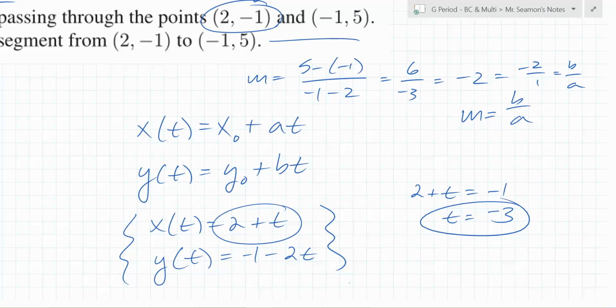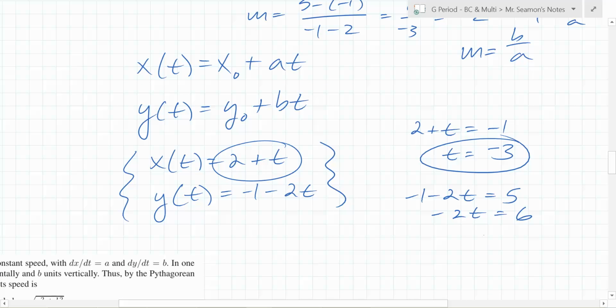So we know this works because, another way to think about it would be this. We also know, you could just do it like this. We know that -1 minus 2t has to be equal to 5. -2t equals, so t equals. So the particle has an x coordinate and a y coordinate that we want at the same time. So that means it's at the point at the right time. So does this line go through both points?